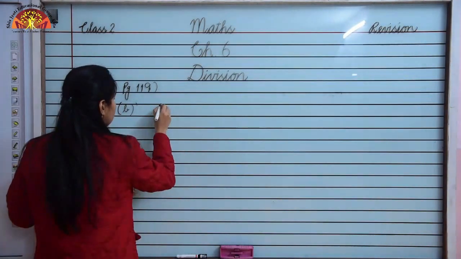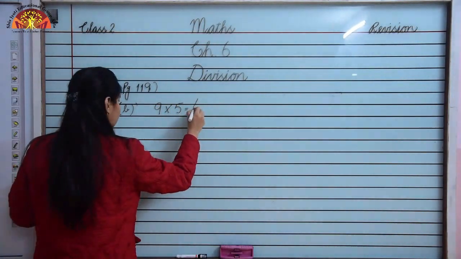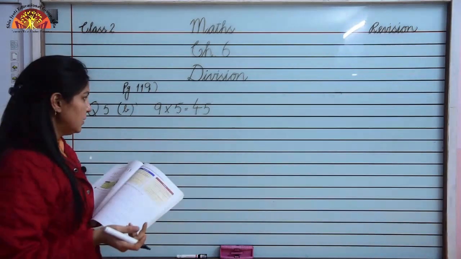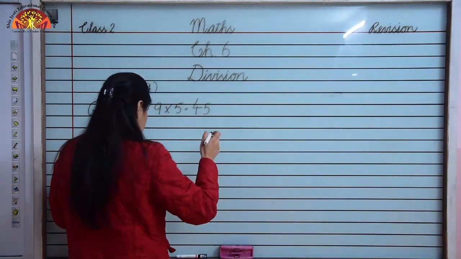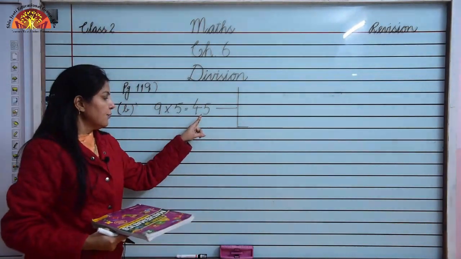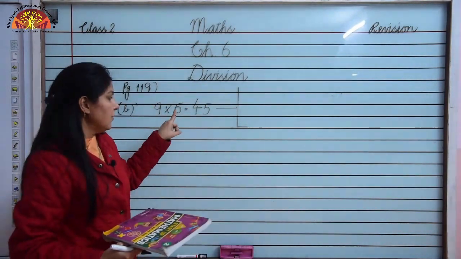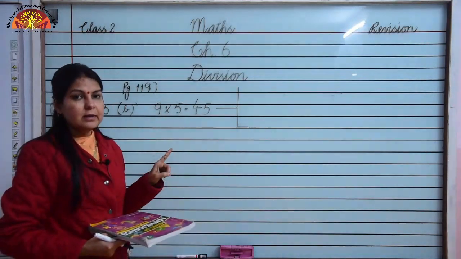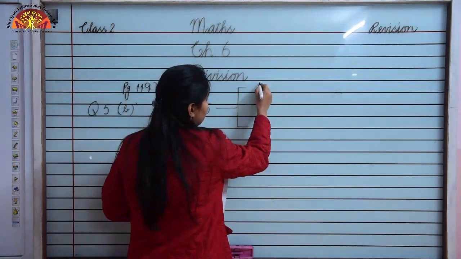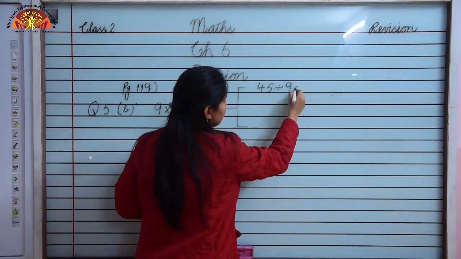Now the numbers are 9 multiplied by 5 is equal to 45. It is written in your book. Now we have to find out division fact of this multiplication fact. Okay. So first division fact is, children, when we will divide 45 by 9, then how much we will get? We will get 5. When you will speak the table of 9, then you will get 45 5 times. Okay. So 45 divided by 9 is equal to 5.